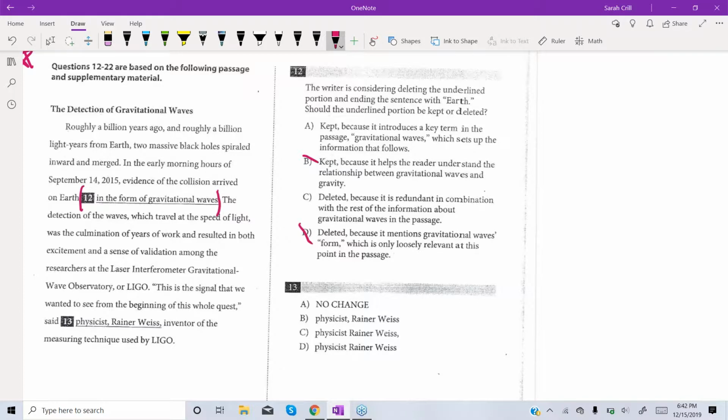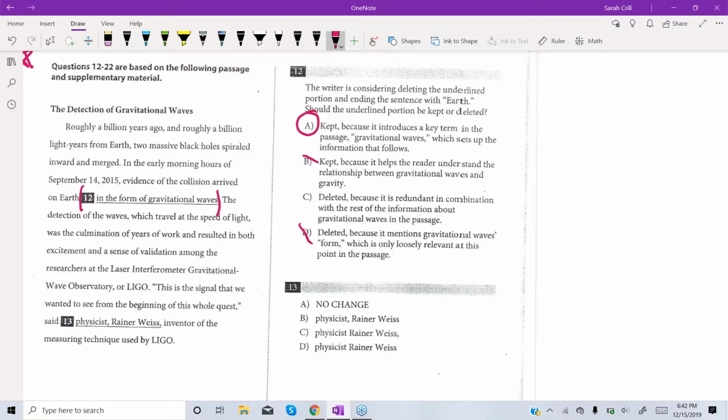So it's up to you if you feel more comfortable waiting until later. But the answer is A. You would keep it because it introduces a key term, gravitational waves, which sets up the information that follows. All right, so let's keep reading.